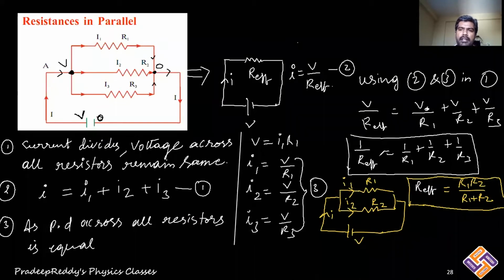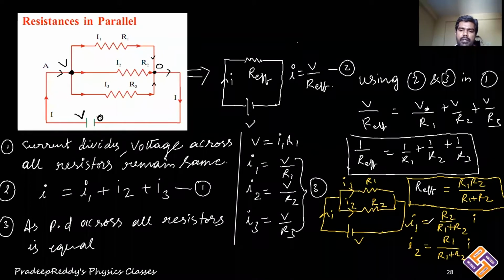So in that case, in order to avoid that, you can directly use this relation: R effective is equal to R1 R2 divided by R1 plus R2. And the current in the circuit, I1 is equal to R2 divided by R1 plus R2 into I. Similarly, I2 is equal to R1 divided by R1 plus R2 into I. This is the way you can find the current in the circuit. Individual current in each resistor can be calculated by using this relation.